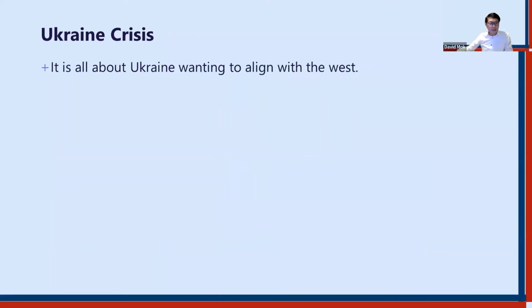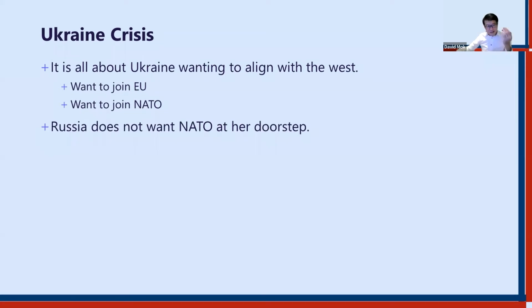So what's the crisis about? It's all about Ukraine wanting to align itself with the West. Of course, it has every right to do so. It wanted to join the EU, and also wanted to join NATO. But the problem is that NATO is a military organization, and that struck fear into Russia, and Russia does not want NATO at her doorstep.